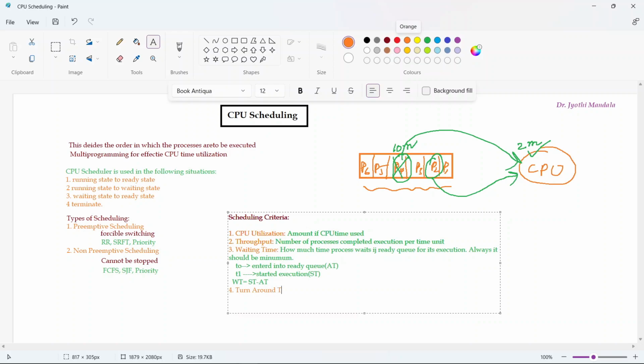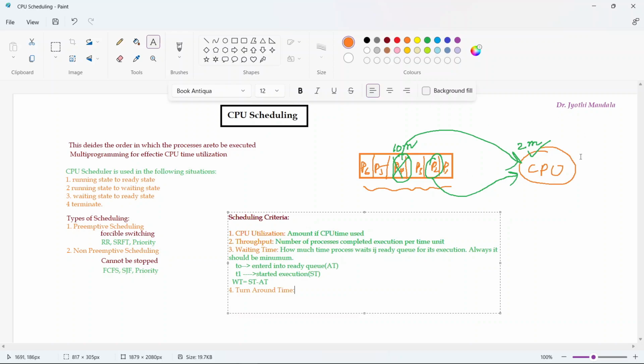What is this turnaround time? Turnaround time is nothing but, once a process has been added into the ready queue, sometimes it may get a chance to be executed by the CPU, and because of the preemptive scheduling algorithm, it may be halted for some time, right? And again it may get a chance to be executed.